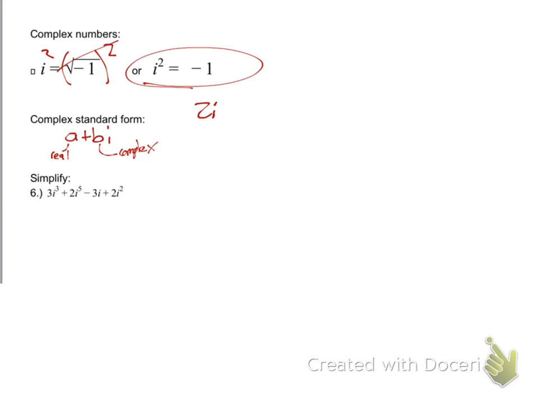i is the complex. 0. It's 0 plus 2i. That's complex standard form of 2i. If I told you 4, what's the complex standard form of 4? So it's 4 plus 0i. Okay. So 4 plus 0i.